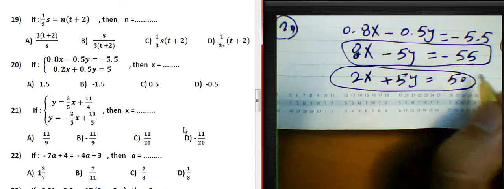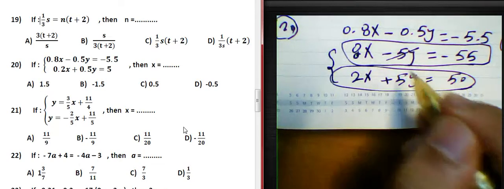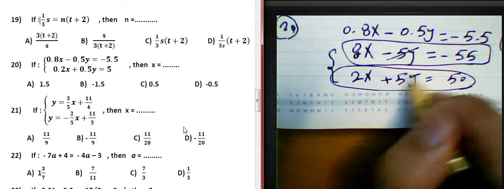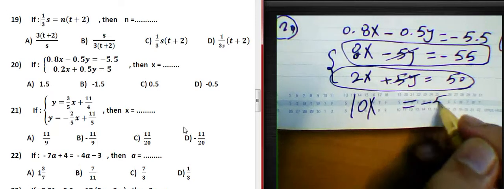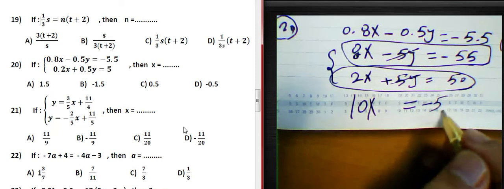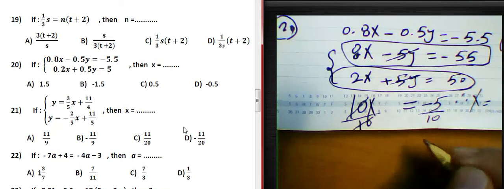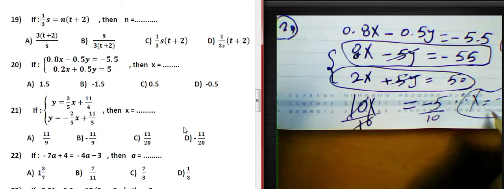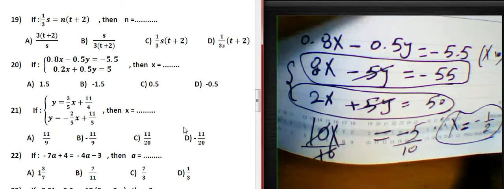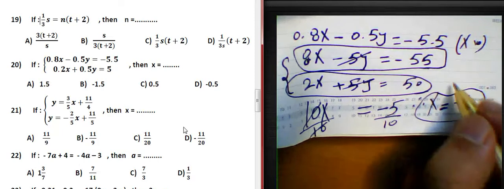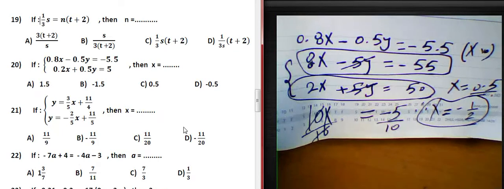We can add the first equation and the second equation, and we cancel negative 5y with 5y. So the result will be 10x equals negative 55 plus 50 equals negative 5. We can divide by 10 to cancel 10. So x will be negative 5 over 10, which is negative 1 over 2 or negative half. Negative 0.5 will be the result for x. It's okay. And what about question 21?